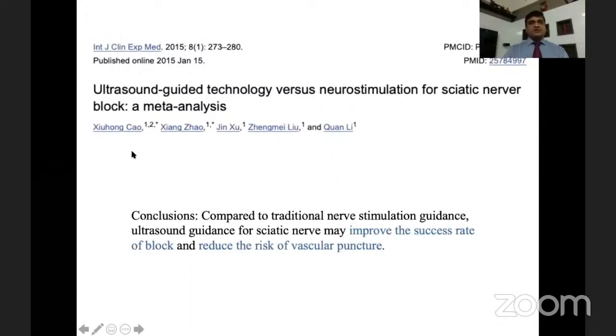Zhang Cao and colleagues did a meta-analysis on ultrasound-guided technology versus neurostimulation for sciatic nerve block. They found that use of ultrasound improves the success rate of block and reduces the risk of vascular puncture.